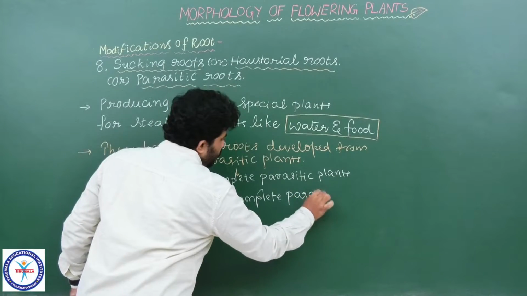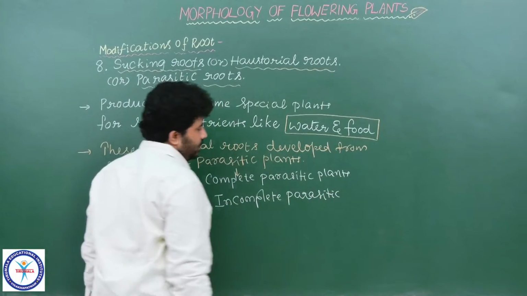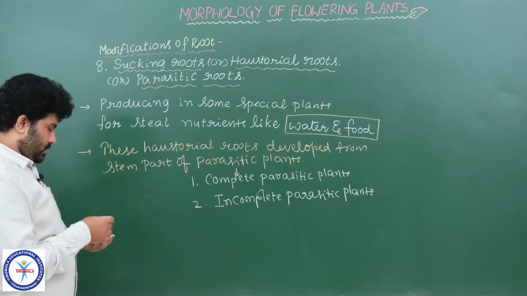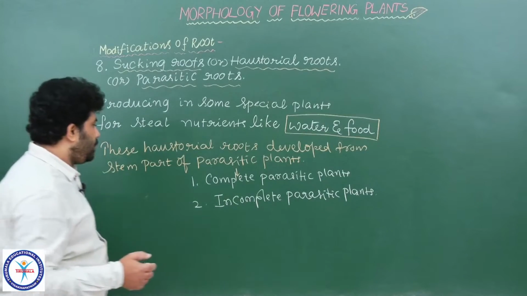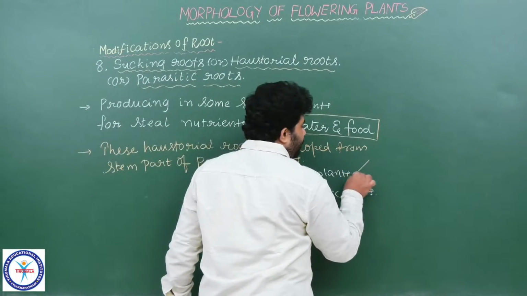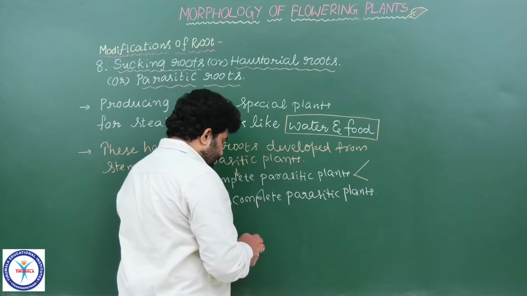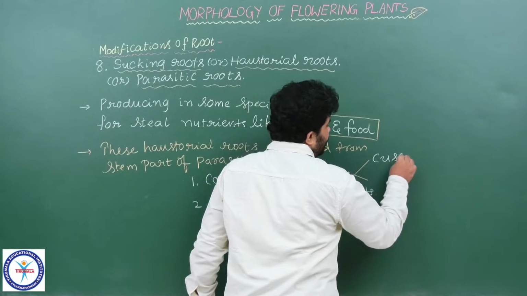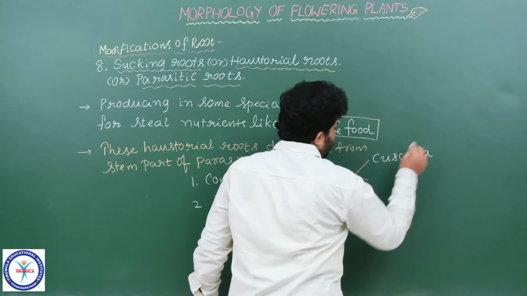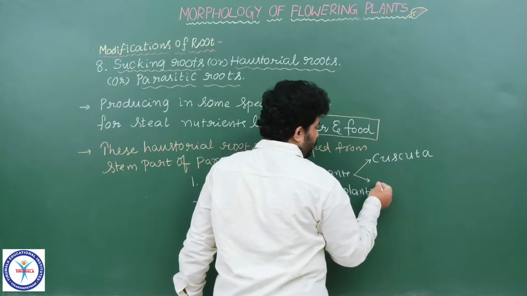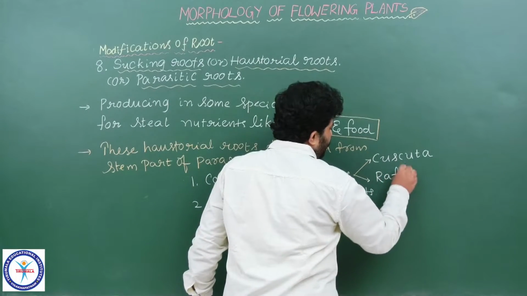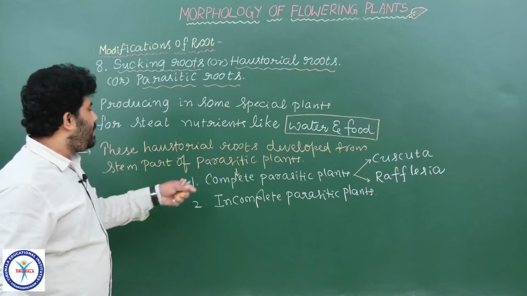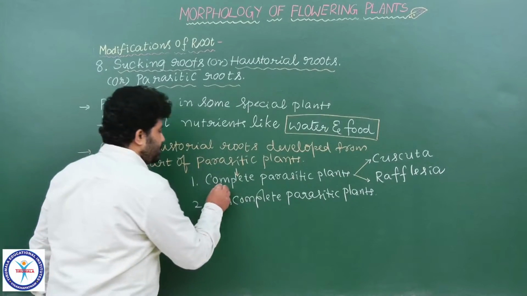Okay. Here we have two examples. For complete parasitic plants we have two exemplary plants. What are they? Cuscuta and Rafflesia. Please remember, these two are the plants. Cuscuta and Rafflesia come under complete parasitic plants.